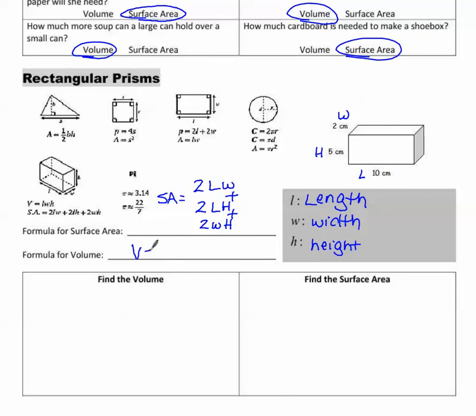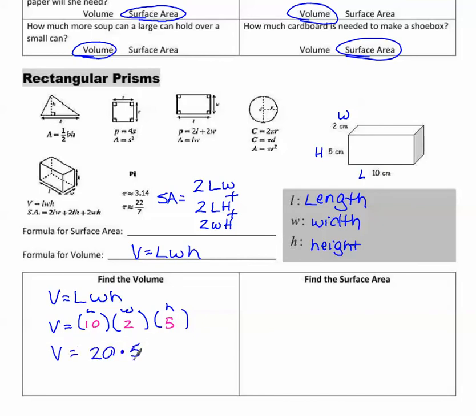Now for volume, volume is length times width times height. So you just multiply the length times the width times the height. So let's find the volume for our shape. Leave the blanks so that you don't make a mistake. Length times width times height. The length is 10. The width is 2. The height is 5. So 10 times 2 is 20 times 5 still. And then 20 times 5 is 100. So I have 100 centimeters. And volume, because it's the space inside that you're filling up, and you can fill it up with little cubes instead of squares, it's centimeters cubed.